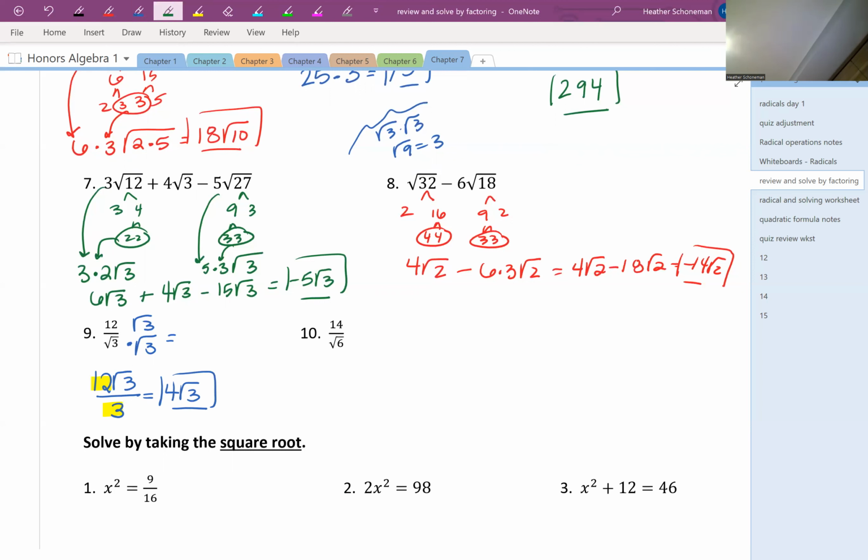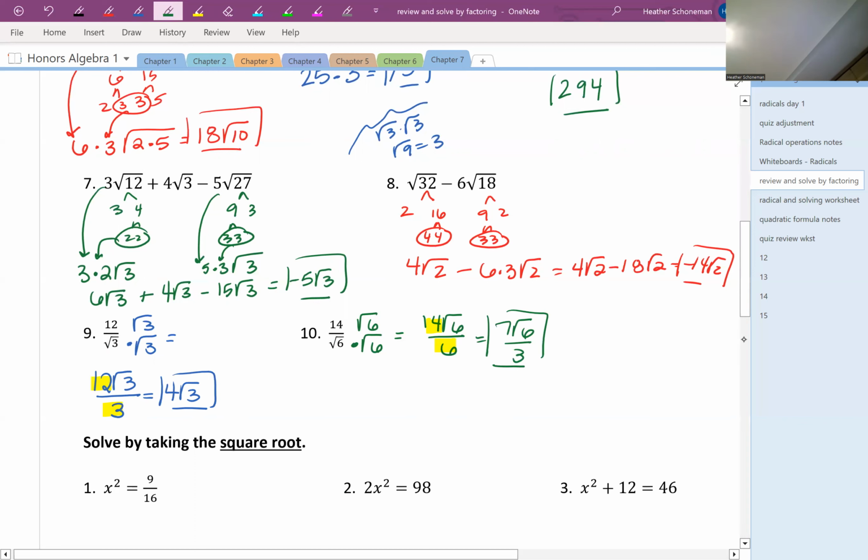On number 10, I'm going to rationalize the denominator, multiply top and bottom by the square root of 6. So we have 14 square root 6 over 6. Only these numbers, because they're outside of the radical, can reduce. They have to be both in or both out, just like you're multiplying. And 14 over 6 would reduce to 7 square root 6 over 3, and that is our final answer.